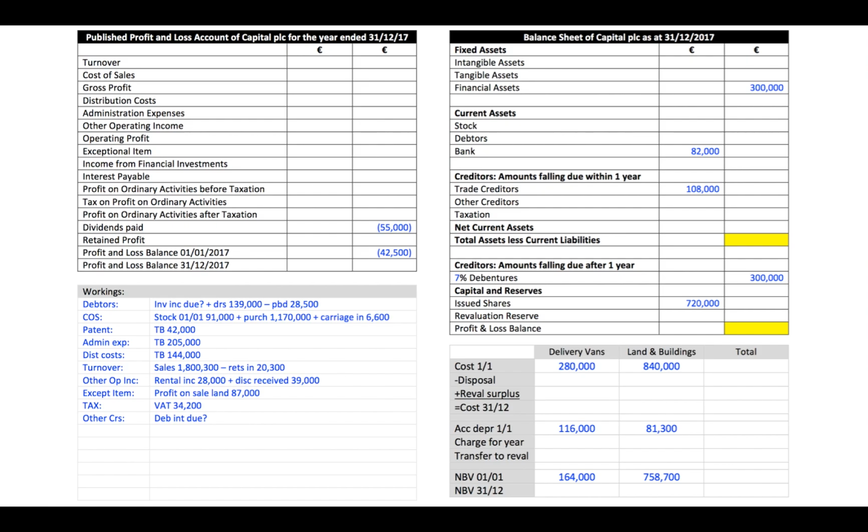So this is how your published P&L and your balance sheet is going to look, and your tangible fixed assets, when you've put in all of the figures from the trial balance. I would suggest that being your second step, so that you won't leave any figures out whatsoever. Make sure that you're ticking off the figures from the trial balance as you're going along.